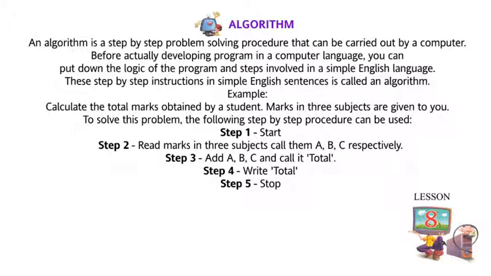Example: calculate the total marks obtained by a student. Marks in 3 subjects are given to you. To solve this problem, the following step-by-step procedure can be used. Step 1. Start. Step 2. Read marks in 3 subjects, call them A, B, C respectively. Step 3. Add A, B, C and call it total. Step 4. Write total. Step 5. Stop.